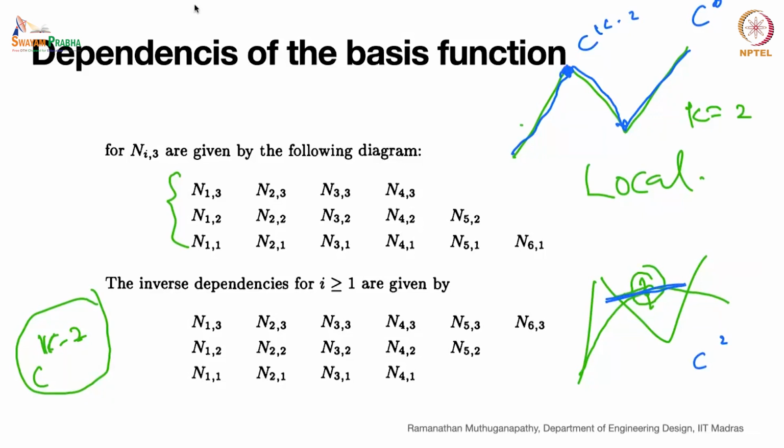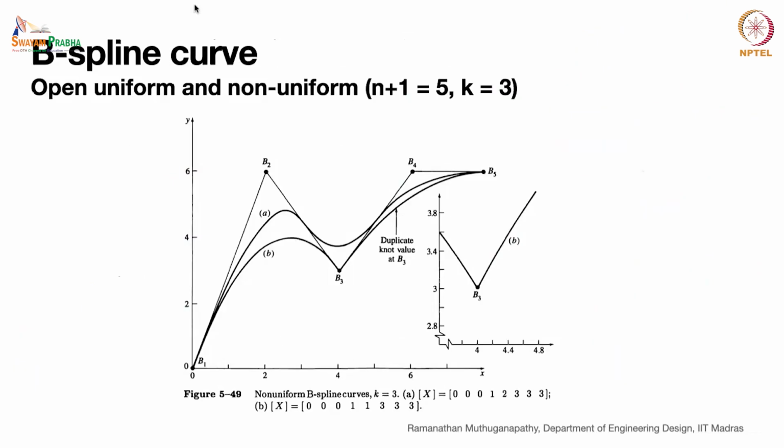Yes. This is the theory actually. C power k minus 2, as far as I can remember.